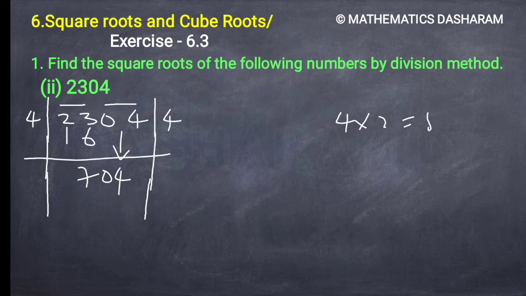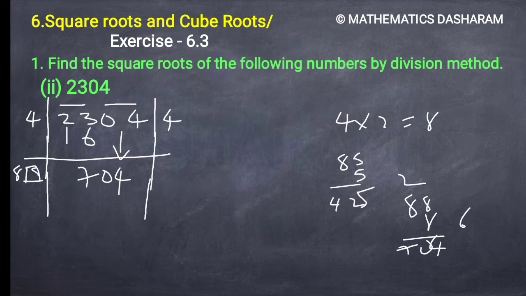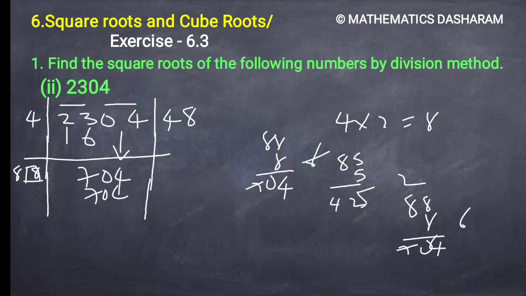Next do twice of the quotient. 4 into 2 is 8. Now beside 8 we need to select one digit. So the suitable digit is 8. Here also 8. So 88 into 8. 8 8s are 64, 6 carry. 8 8s are 64 plus 6 is 70. So 704. Then the remainder is 0.